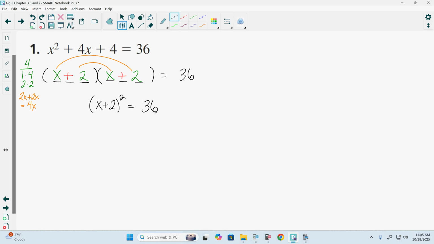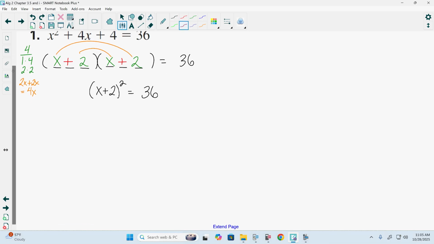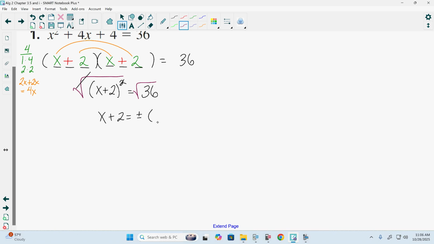Now what do we do? We square root both sides. And on the left-hand side, the square root and square will cancel, leaving us with x plus 2. On the other side, we have the square root of 36. And the square root of 36 is indeed 6.